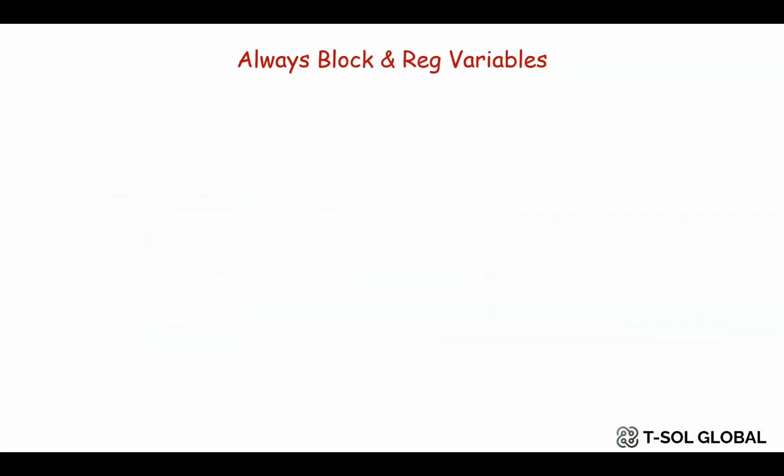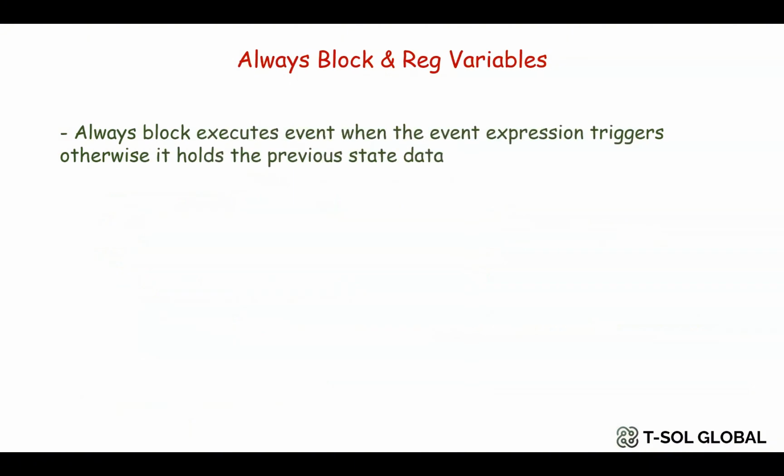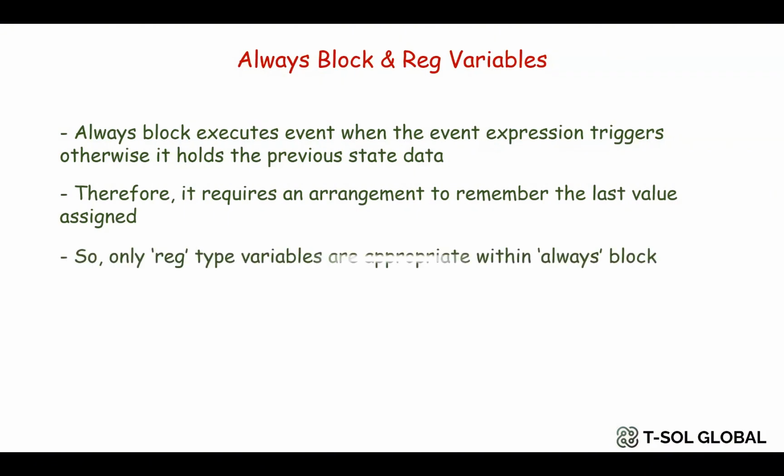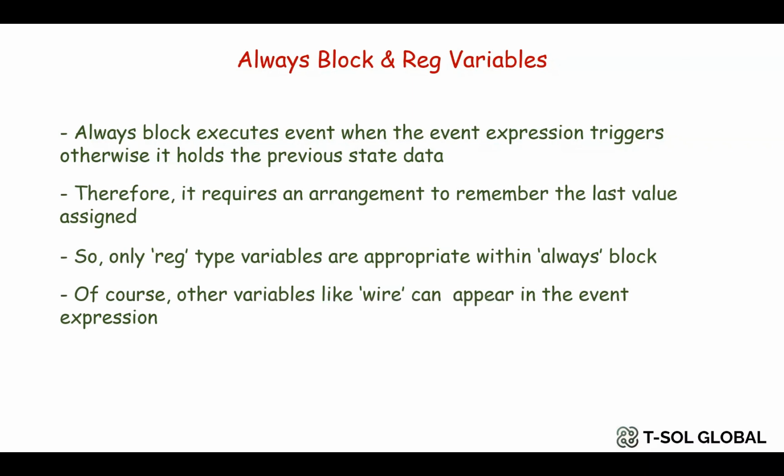Now, inside the always block, reg is the main variable being used. The reason is that the always block executes when the event expression triggers, otherwise it holds the previous state data. Therefore, it requires an arrangement to remember the last value assigned. So only reg type variables are appropriate within the always block. The reason for this is that reg can hold the data. Of course, other variables like wire can appear in the event expression.